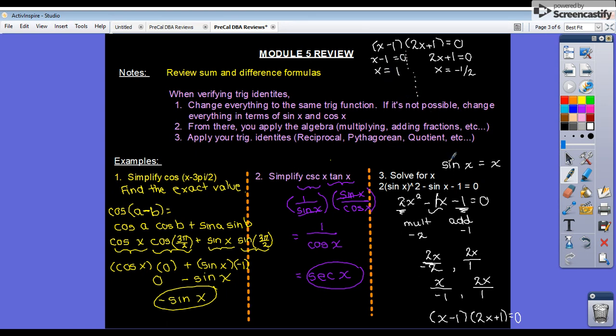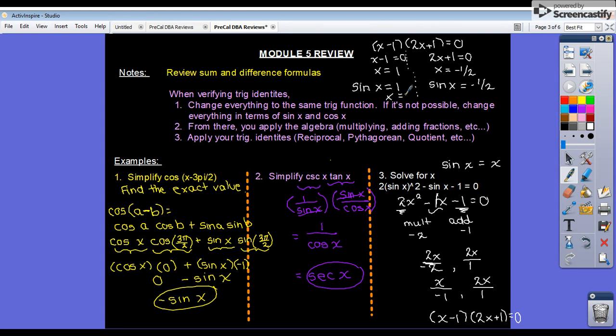From here, I'm going to change it back. Remember, you changed everything that said sine into x. So now that you solved for x, change it back. So sine of x equals 1, and sine of x equals negative 1/2. So what I'm doing here is I'm solving for x. I'm solving for the angle where sine is equal to 1.